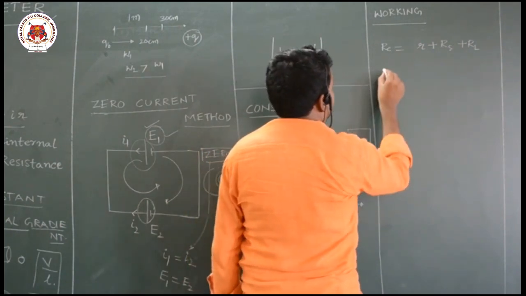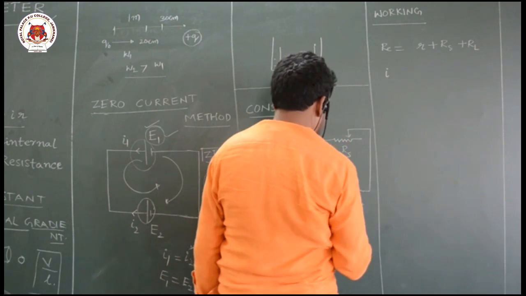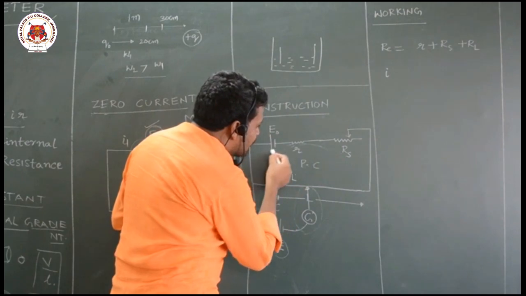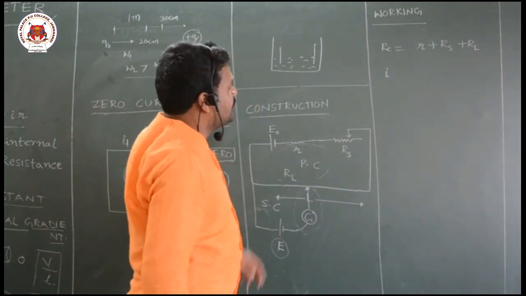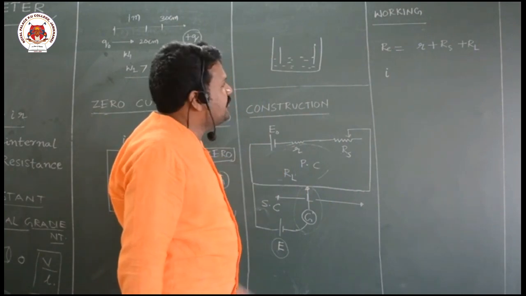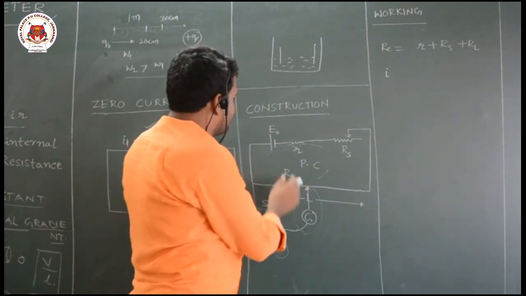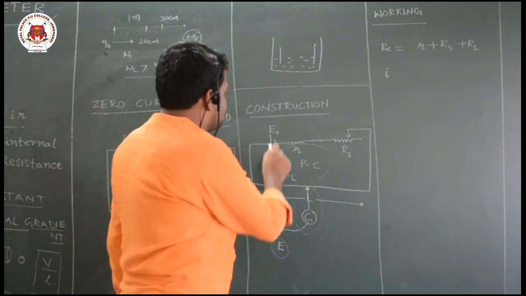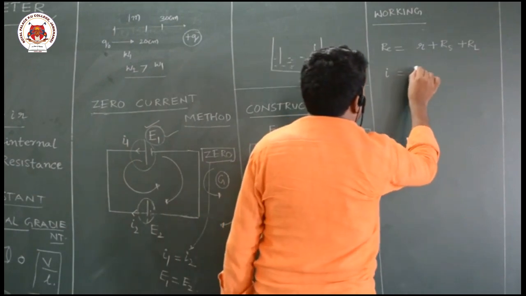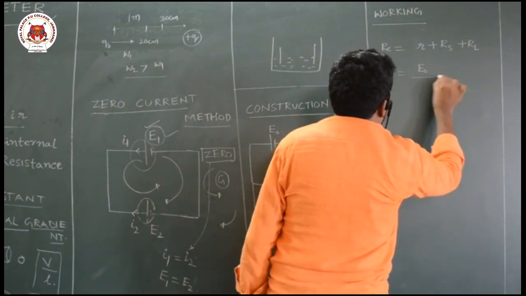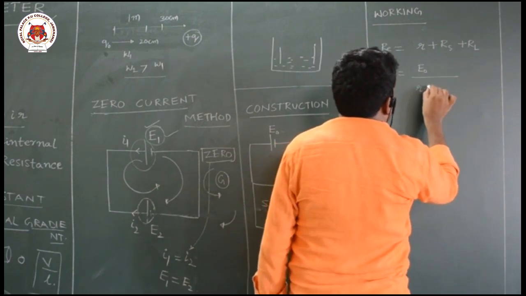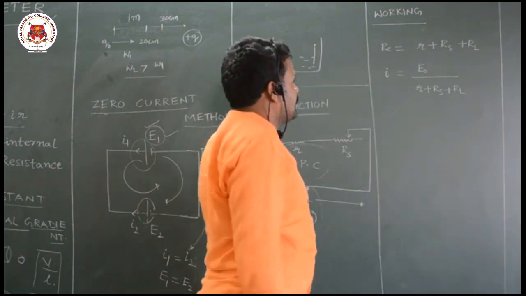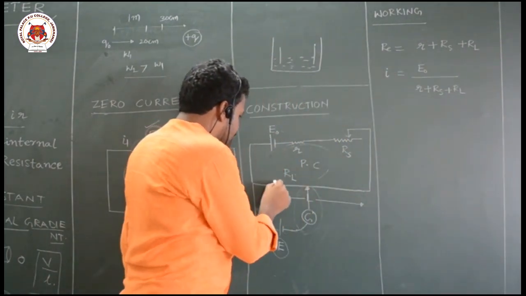Next, what happens? You can find the current across this circuit. According to Ohm's law, V is equal to IR, I is equal to V by R. The potential difference across this circuit is only that one cell, that is E naught. So I can write I is equal to E naught by small r plus RS plus RL. This is the current, and this current is flowing across this wire now.